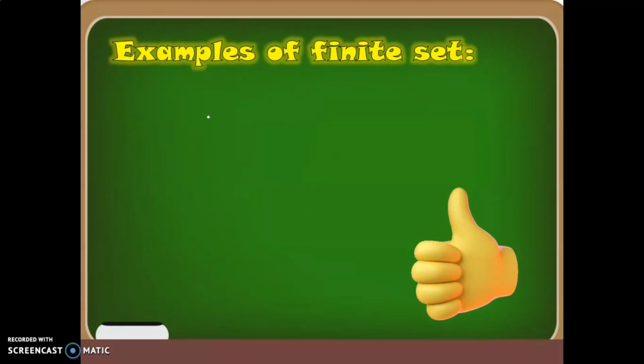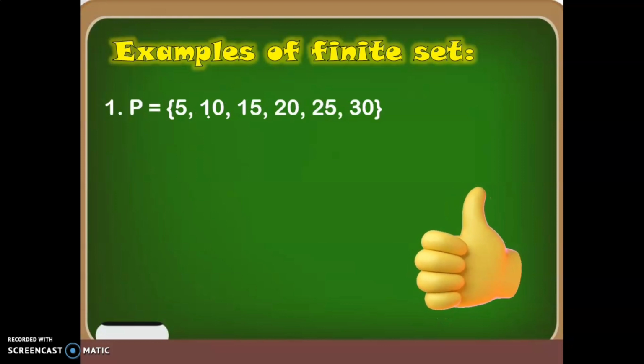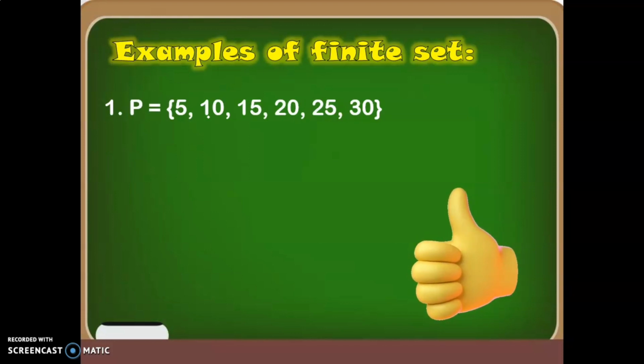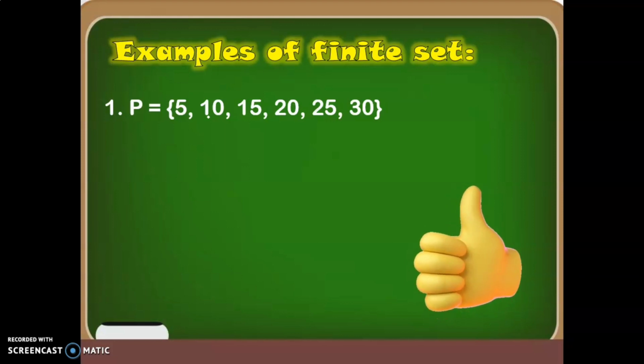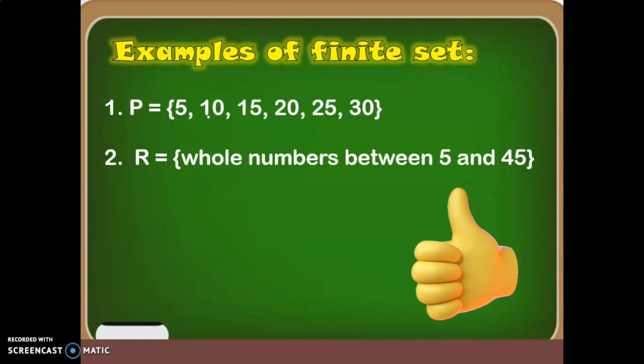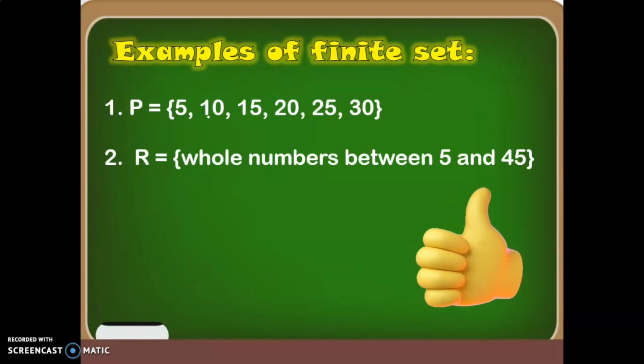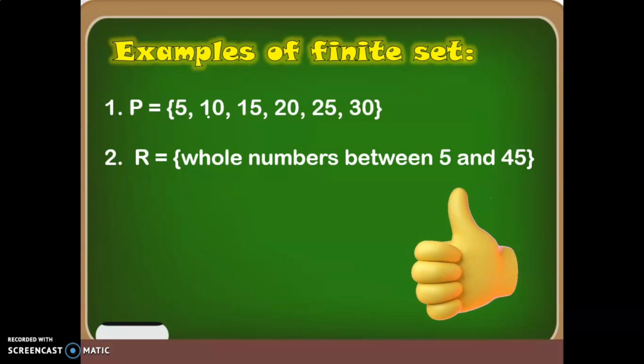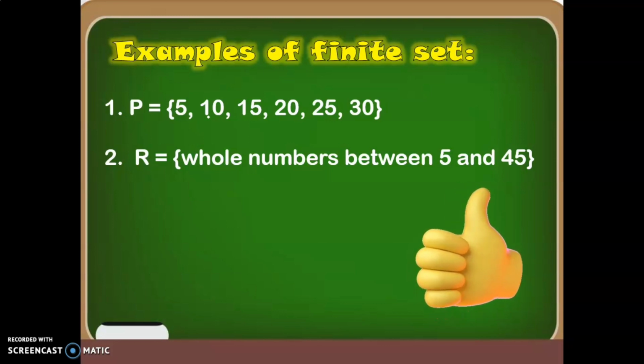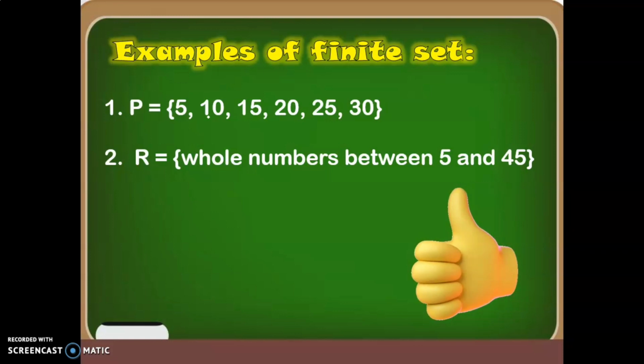Examples of finite sets. Okay, so we have set P, which contains 5, 10, 15, 20, 25, and 30. It is considered as a finite set because we can count the number of elements inside the set. Another example, set R, which includes the whole numbers between 5 and 45. Since there is a limit and we can count the numbers between 5 and 45, we consider set R as a finite set.